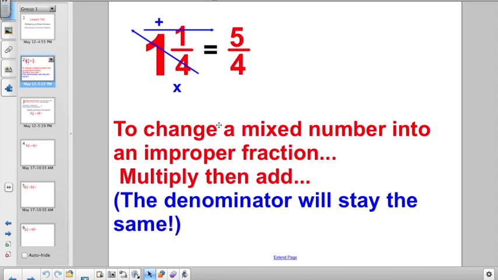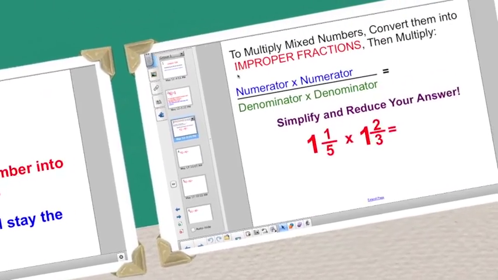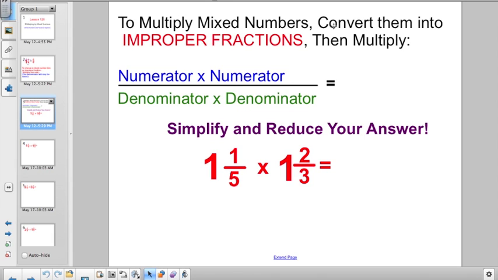And remember that to change a mixed number into an improper fraction, it's multiply then add. And the denominator will stay the same. What we mean by that is, you start at the denominator of the mixed number, multiply the whole number, and then add. So 4 times 1 plus 1 more is 5. The denominator will then just be carried over into the improper fraction. If you had a 4 in the fraction in the mixed number, you'll also have a 4 in the fraction of the improper fraction.